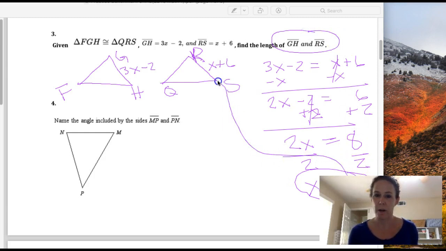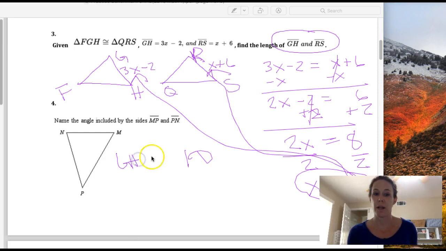So I take 4 and I plug it in for x, and I should have the same value in each one. If I plug in 4 here, I get 4 plus 6, which is 10. If I plug in 4 here, I get 3 times 4, which is 12, minus 2, which is also 10. So GH and RS, sorry, the pen is not working very well. They both equal 10. And that is a 10, even though it doesn't look like a 10. There we go. All right, and that's how you do number 3.